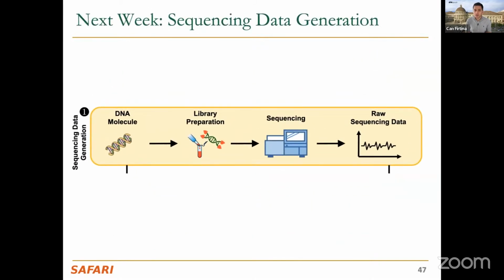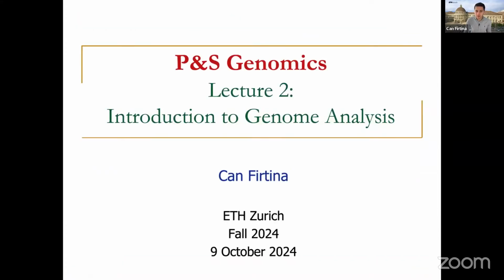So next week, we're going to cover how we generate the sequencing data. Given a DNA molecule, how do we input this to the sequencer, and how do certain sequencers work so that they generate this raw sequencing data, so that we can then continue with the next lectures on how we actually use the raw sequencing data to do the further steps in the analysis. So with that, this is the end of today's lecture.